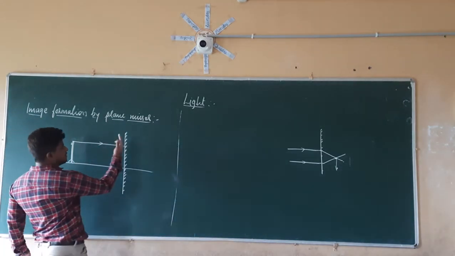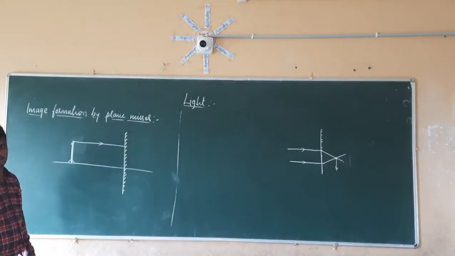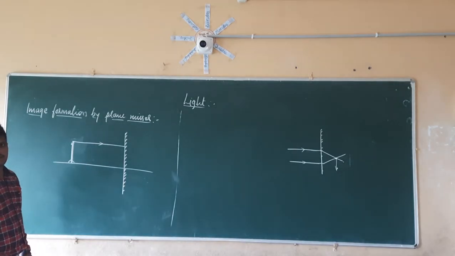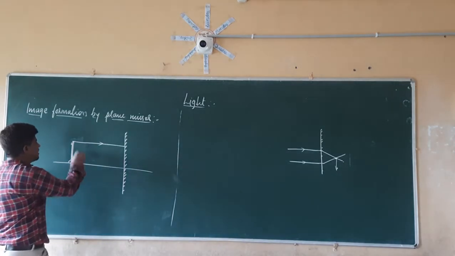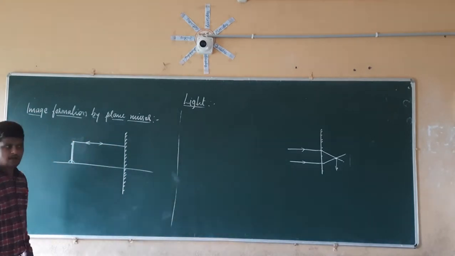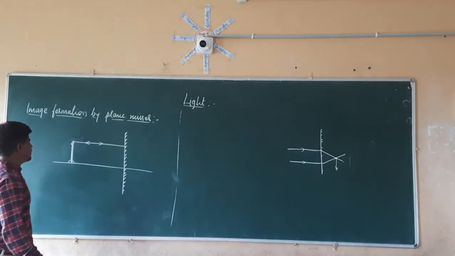So what is going to happen? If you see here, the angle of incidence is equal to 0 degrees if you draw the normal here, right? And what will be the angle of reflection here? It will also be 0 degrees, so whatever light is traveling here is going to come back in this direction only. Right?